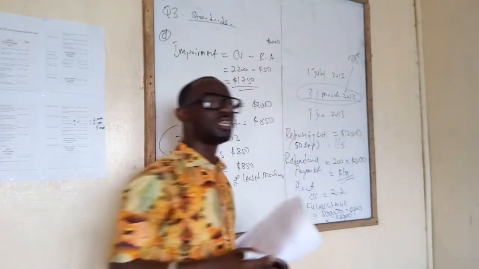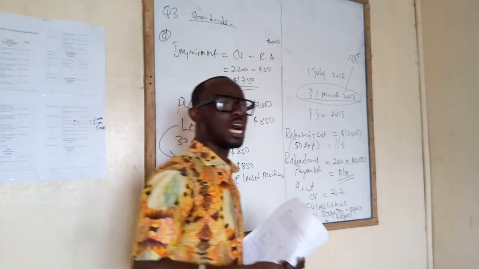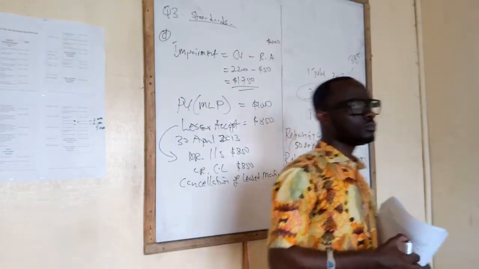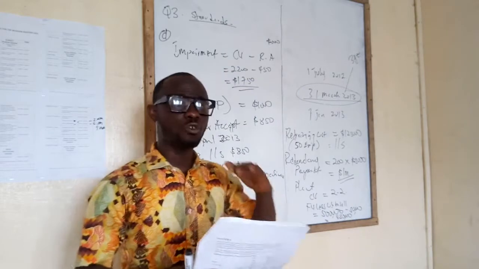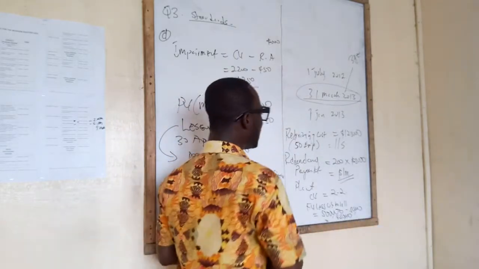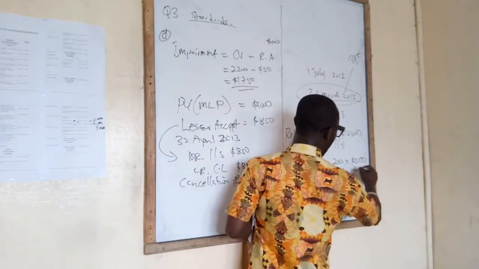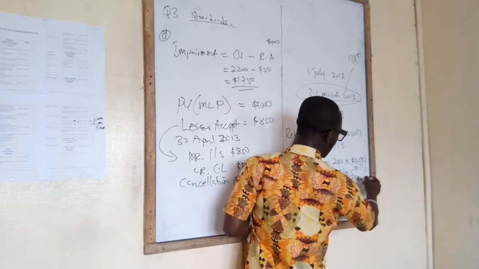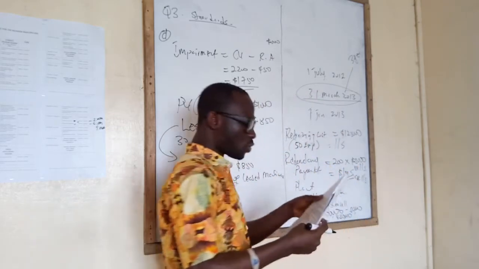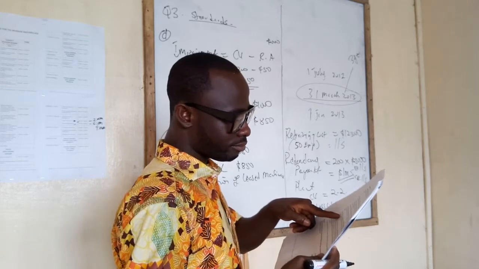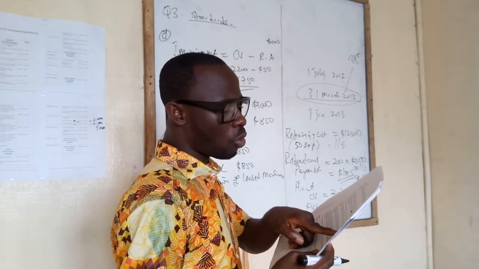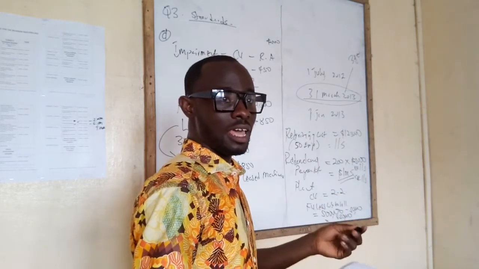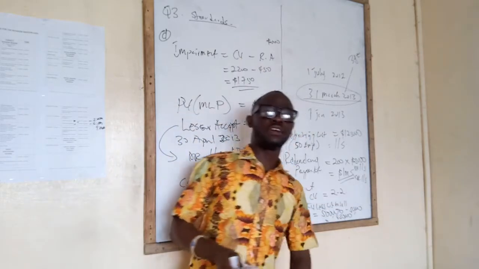What about the redundancy payment? How do we account for it? Income statement, because we have to make provision for it. So we debit the income statement and credit current liability, right? Because we are going to pay them. Okay, we are not told when, but we'll pay them certainly. So it will be under current liability.